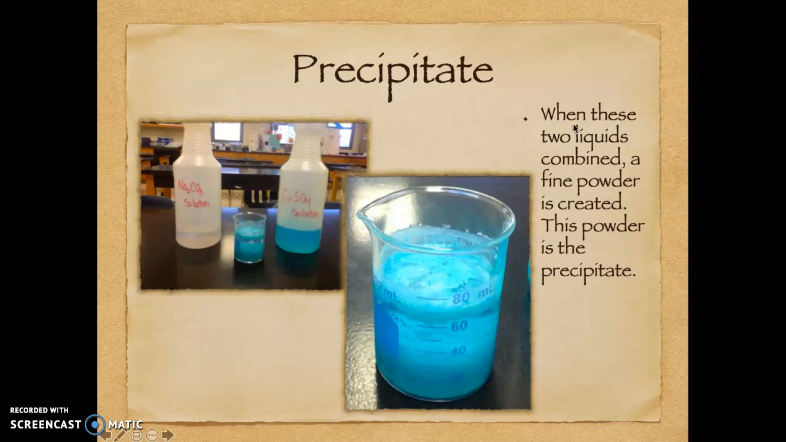What's really important here is that you have to have two liquids. If you have a solid, it doesn't count. So putting a solid in a liquid and having a powder be formed is not a precipitate. You have to start with two liquids, and suddenly, boom, you have a solid in your container.